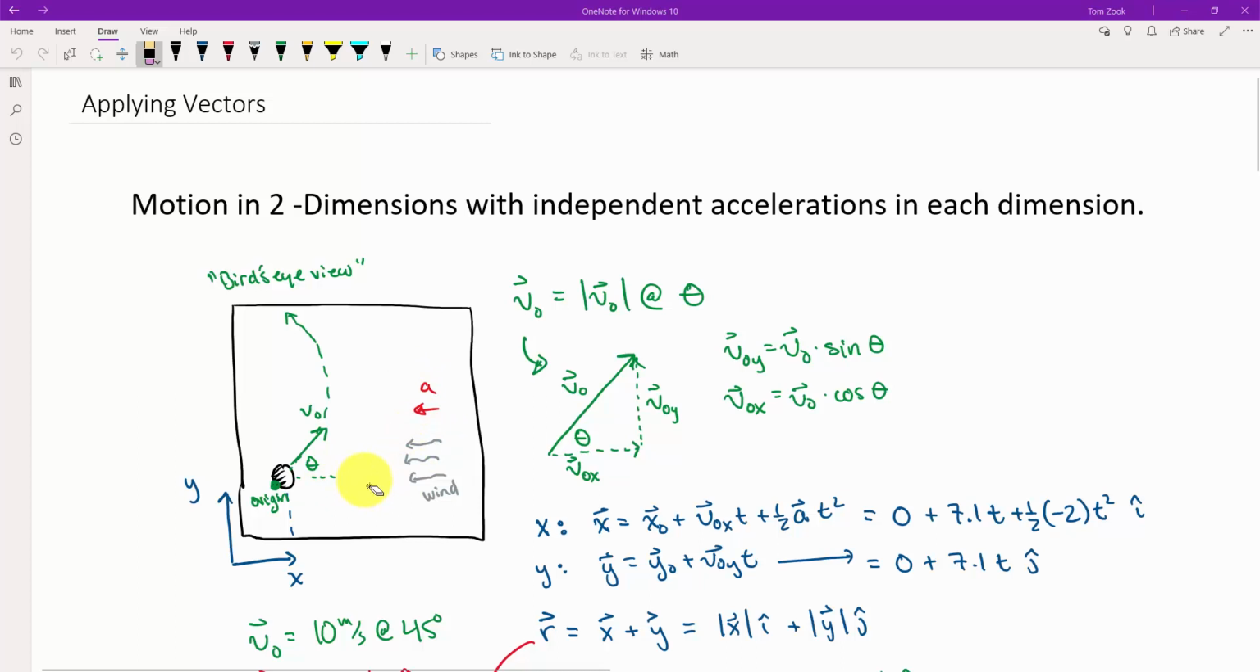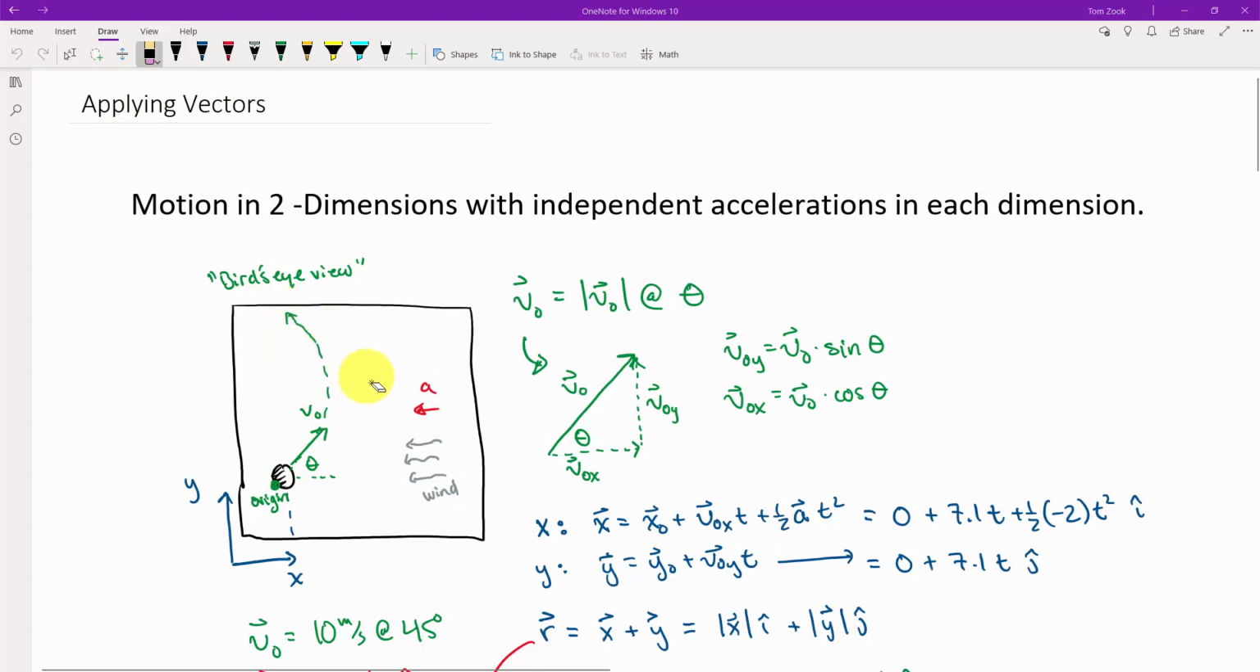But if it's moving at an angle to a coordinate system, then any sort of acceleration in the x or the y direction is going to cause the object to change direction. So it's no longer a one-dimensional motion problem, it becomes 2 dimensions. As time goes by, the direction of the object's velocity will change. You've got to account for that.